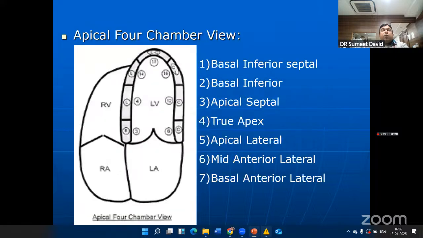So this is the apical four chamber view, the LV part. So here also, the first one is the basal inferior septal, then basal inferior, then apical septal, then the apex. The apex is just the pointed part. Then apical lateral is the lateral part, mid anterior lateral, and basal anterior lateral. This is how you classify the different parts of the LV in apical four chamber.